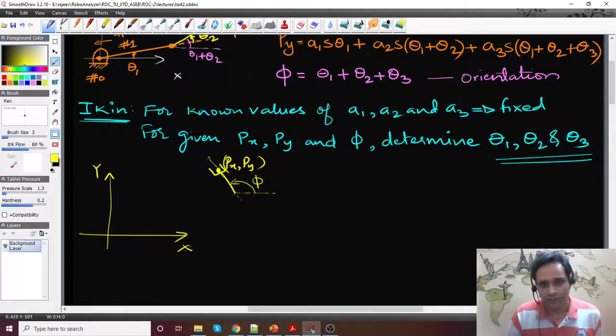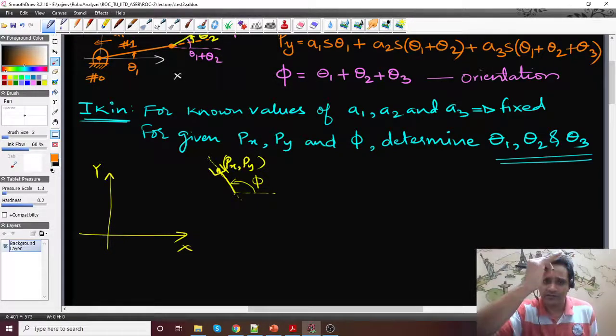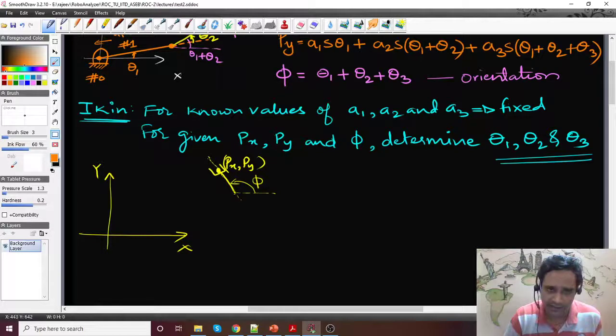Okay, so this is what we want, that our robot should reach there. So if px, py and the orientation are given, we can do some back calculation. Geometrically I'll explain and then we'll do the analytical. So what is the back calculation? That I can orient this and I can walk back and I'll get this term.